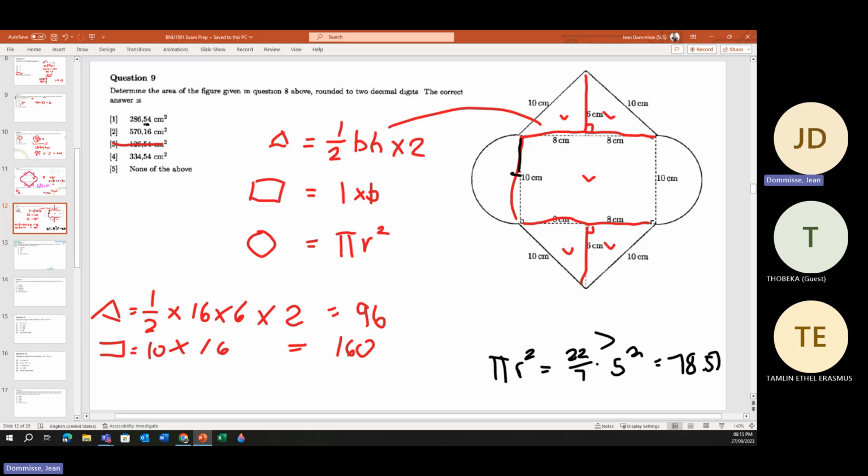Okay, so again, there's going to be something very close to that. So 78.57 plus 96 plus 160 gives us a total of 334.57. Okay, so 334.57, very close, but we've got the 334.5. So if I had rounded that off a bit earlier, we would have gotten that answer.